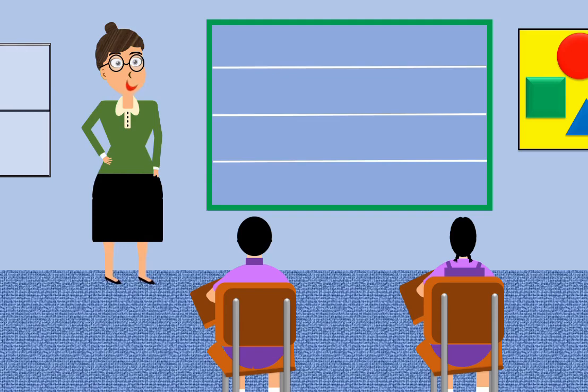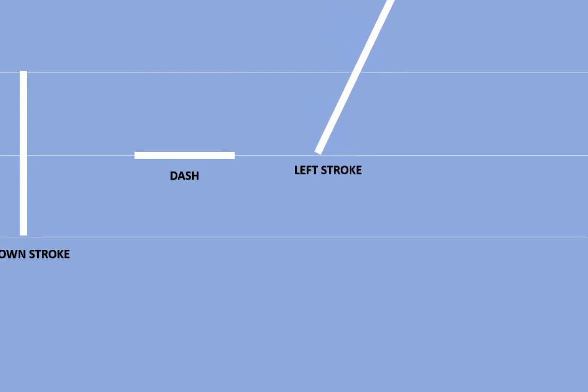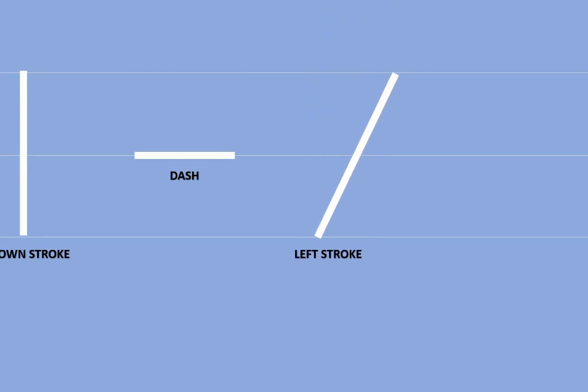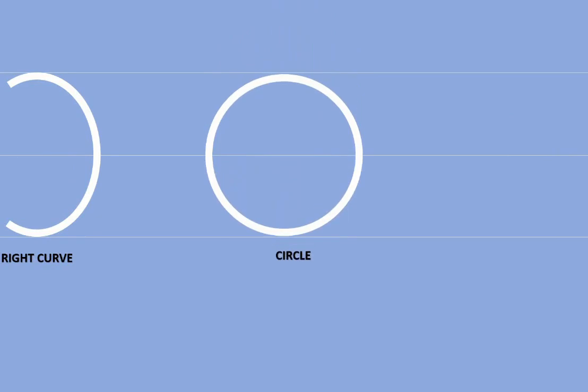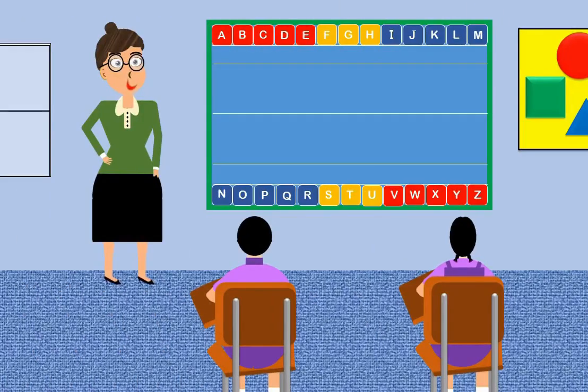Let's see also the symbols. A downstroke, a dash, left stroke, right stroke, right curve, a circle, and a left curve. Now, let's begin.